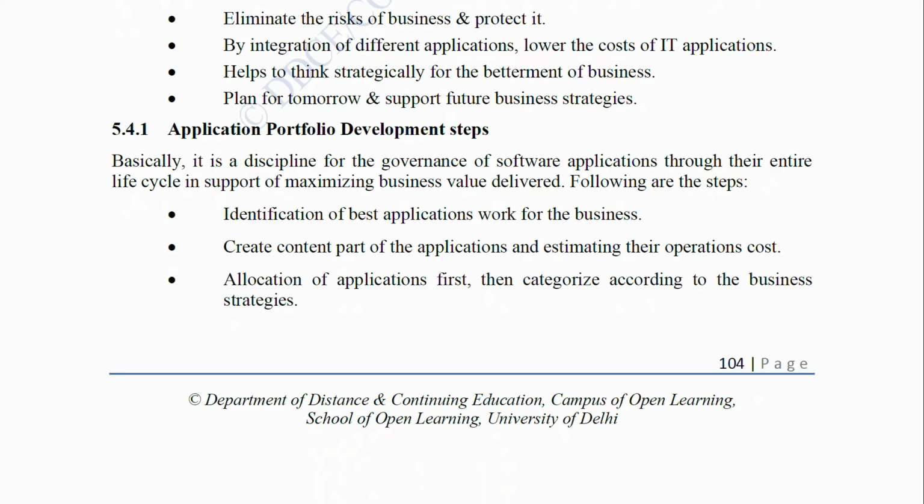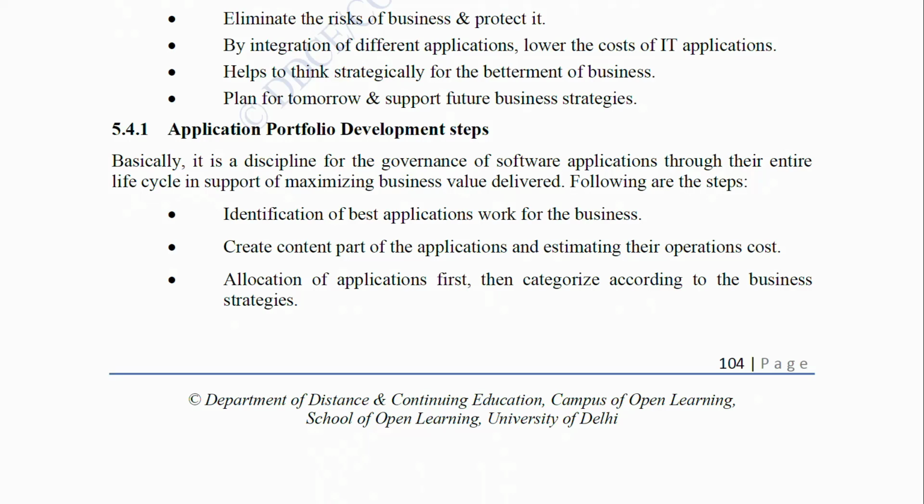5.4.1 Application Portfolio Development Steps. Basically, it is a discipline for the governance of software applications through their entire life cycle in support of maximizing business value delivered. Following are the steps. Point 1. Identification of best applications that work for the business. Next, create the content part of applications and estimate their operations cost.